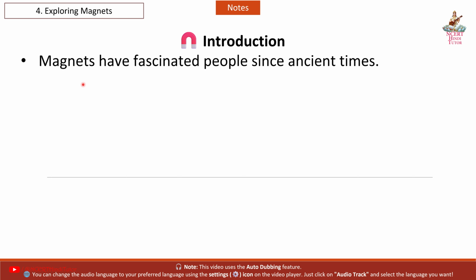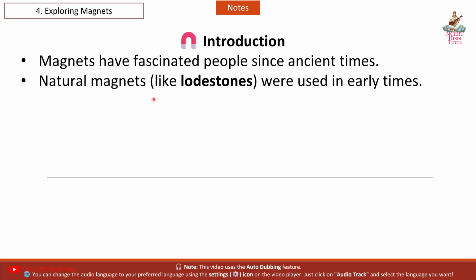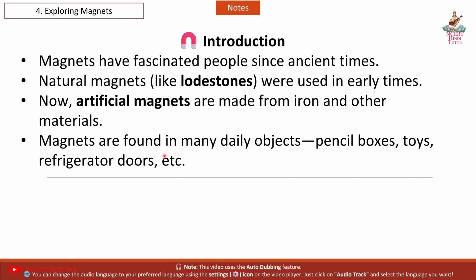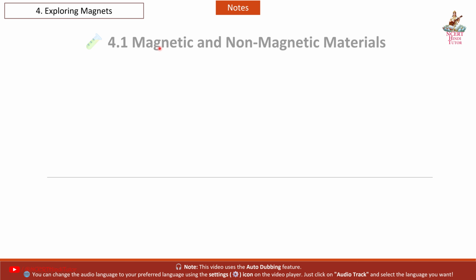Introduction. Magnets have fascinated people since ancient times. Natural magnets like lodestones were used in early times. Now, artificial magnets are made from iron and other materials. Magnets are found in many daily objects: pencil boxes, toys, refrigerator doors, etc.